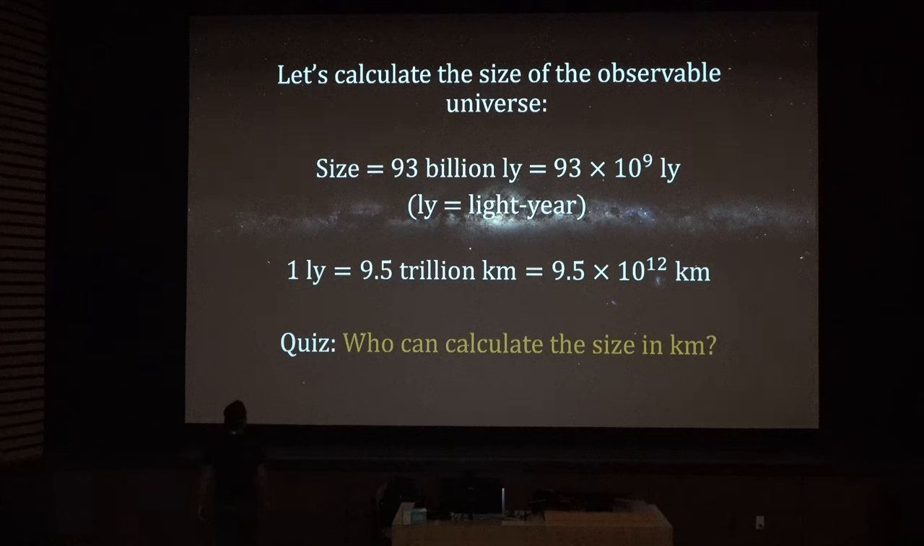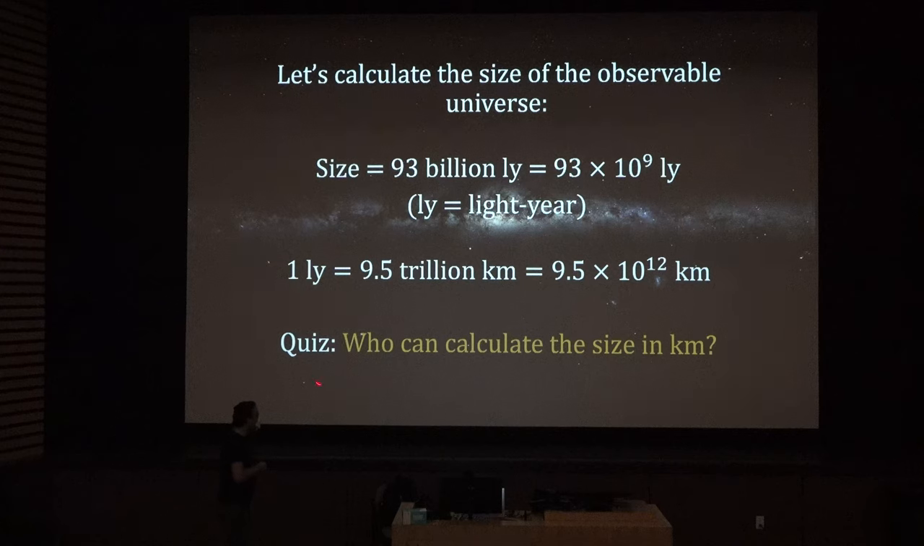So, I told you last time, the size of the observable universe is 93 billion light years, which is 93 times 10 to the 9 light years. LY means light years. A billion is 1 followed by 9 zeros, so that's 10 to the 9. Also, last time we calculated that 1 light year is 9.5 trillion kilometers. In scientific notation, that's 9.5 times 10 to the 12 kilometers, because a trillion is 1 followed by 12 zeros, and that is 10 to the 12.